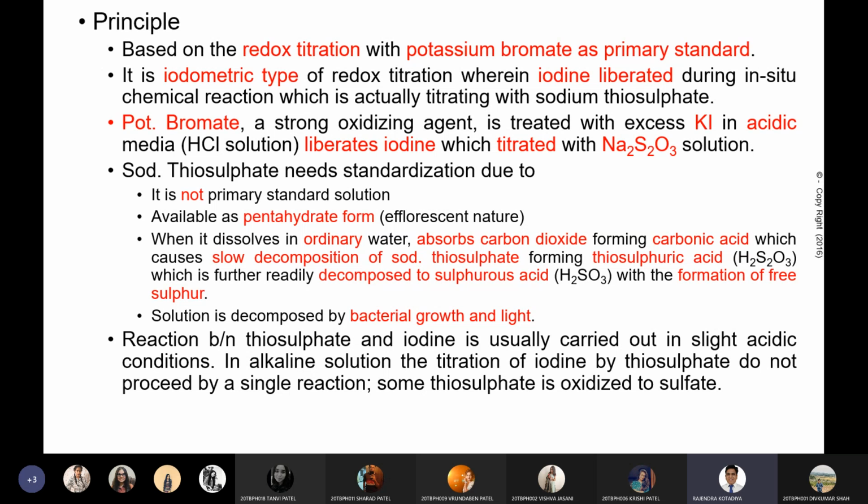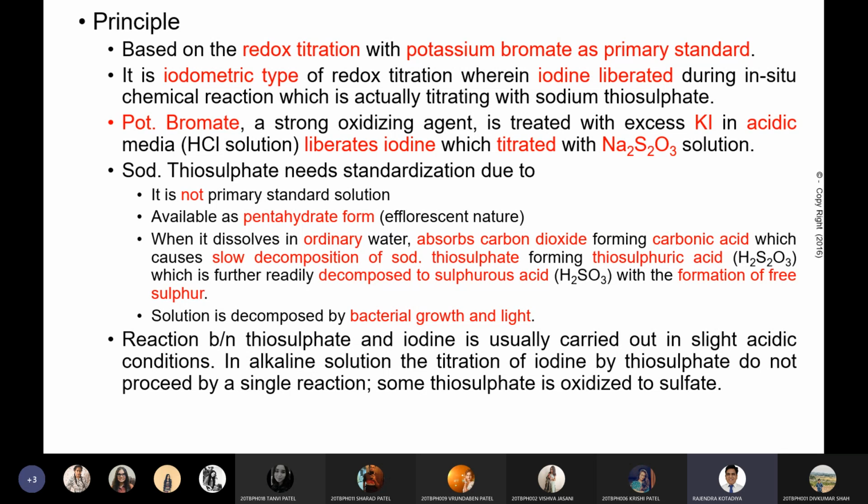So when we add KBrO3, KI in acidic medium and we titrate it, so જે addition કરી રહ્યા છે અને જે chemical reaction થઈ રહી છે, that is in situ chemical reaction, and while this reaction is going on, iodine gets liberated, અને આ જે liberated iodine થયું છે, that we are going to titrate with sodium thiosulphate. Okay, so first of all, why is this standardization for sodium thiosulphate needed? Because it is not a primary standard, first and foremost reason કે એની જે પ્યોરિટી છે આપણને ખબર નથી.